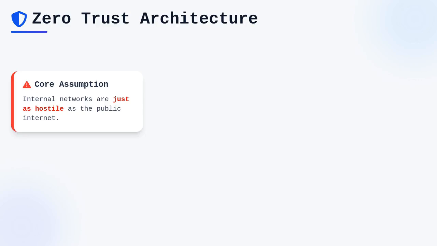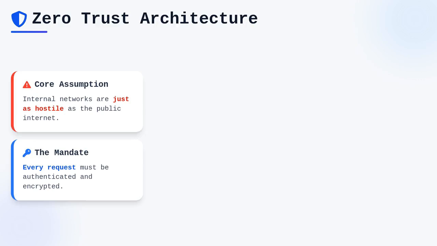Zero Trust architecture fundamentally changes the underlying assumptions of our internal network borders. In this model, you assume that the internal network is just as hostile as the public internet, requiring every request to be authenticated and encrypted regardless of its source.